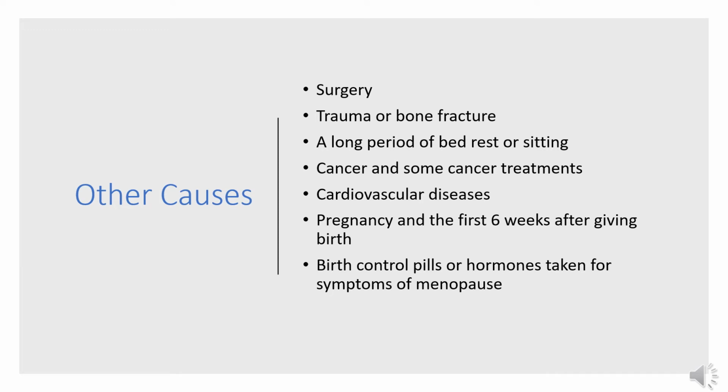Other causes of the pulmonary embolism include surgery, particularly abdominal or orthopedic surgery such as hip or knee, trauma or bone fracture, a long period of bed rest or sitting for a long time, like on a car ride or a flight, cancer and some cancer treatments like chemotherapy, cardiovascular disease such as atrial fibrillation, heart failure, heart attack, or stroke, pregnancy and the first 6 weeks after giving birth, birth control pills, or hormones that are taken for symptoms of menopause.